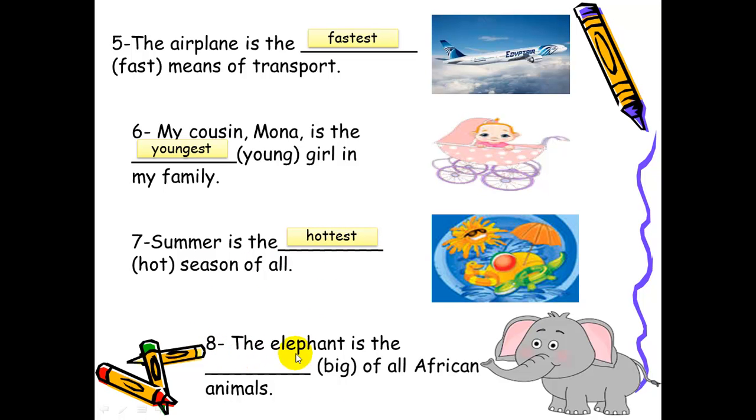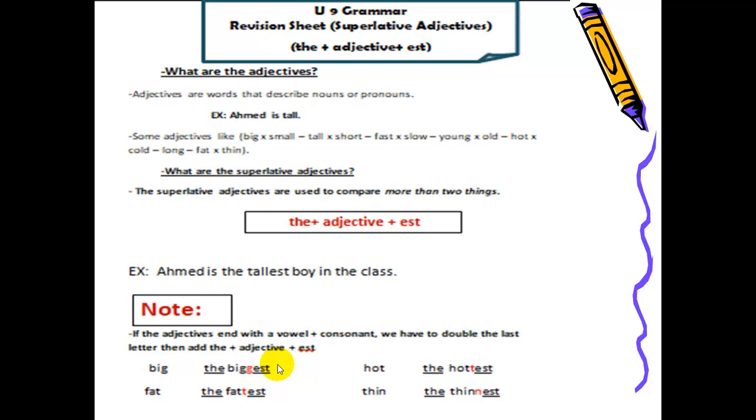Number 8, the elephant is the big of all African animals. It will be bigger or biggest? It will be biggest. Okay, let's go to the sheet.